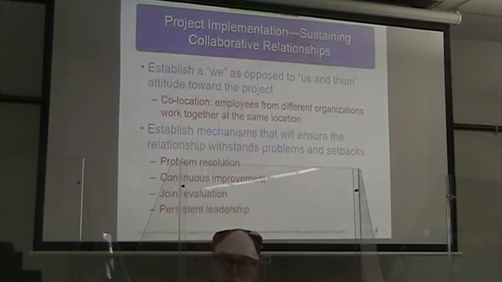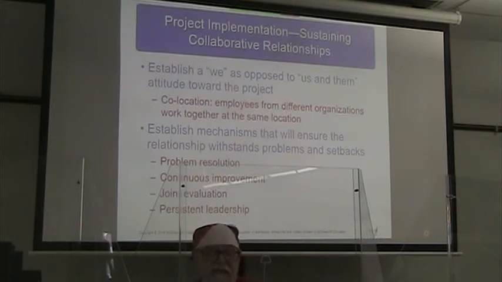We want to be sure that we're establishing mechanisms that help the relationship withstand problems and setbacks. There's always going to be problems, there's always going to be setbacks. So we need to have good problem resolution. We need to have continuous improvement in our processes. We want to have joint evaluation of the work that's being done and whether or not it meets the standards that we're setting. And persistent leadership.